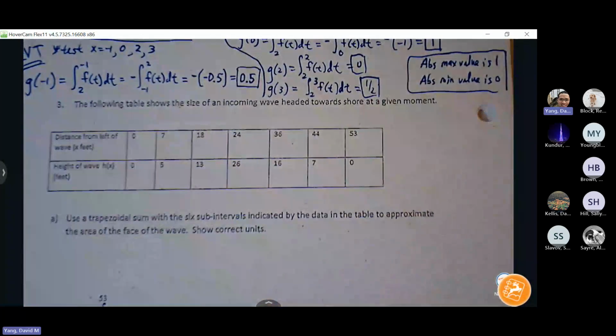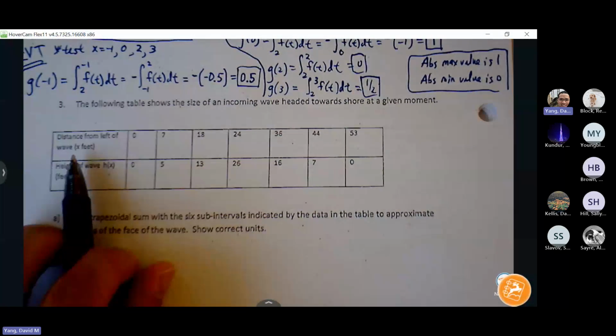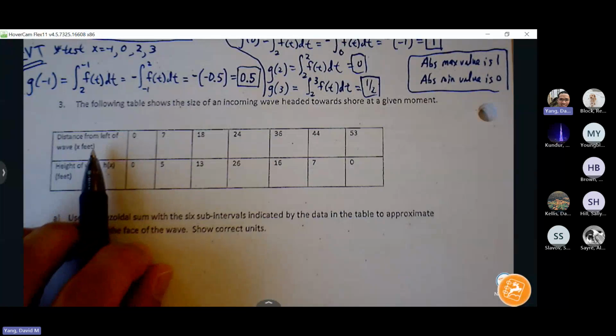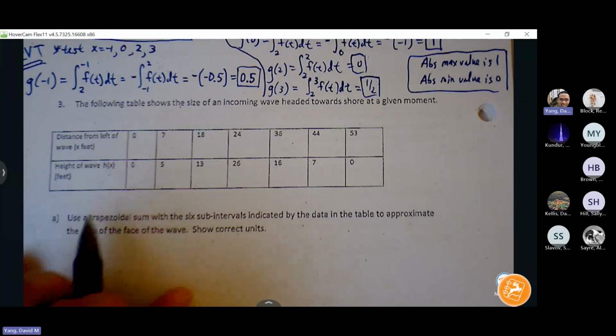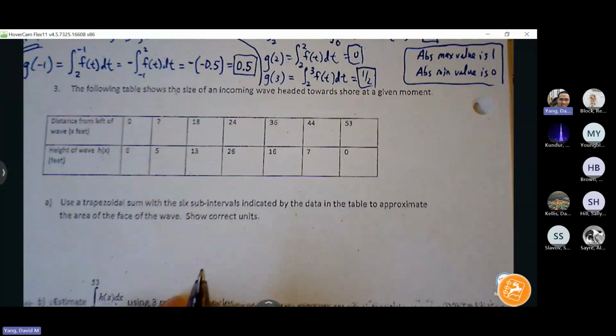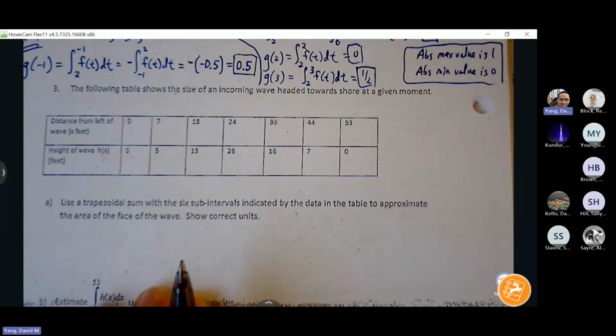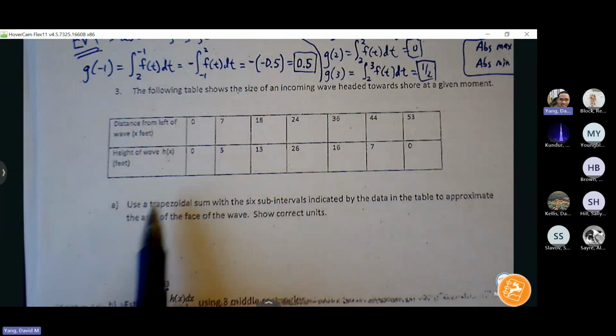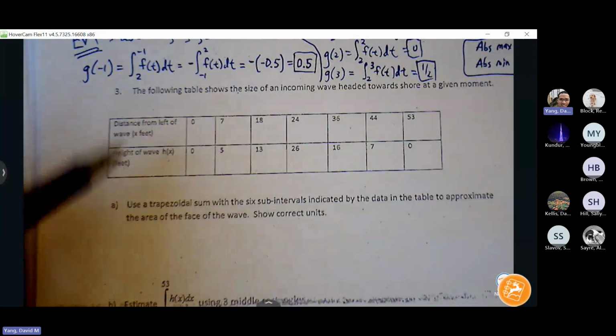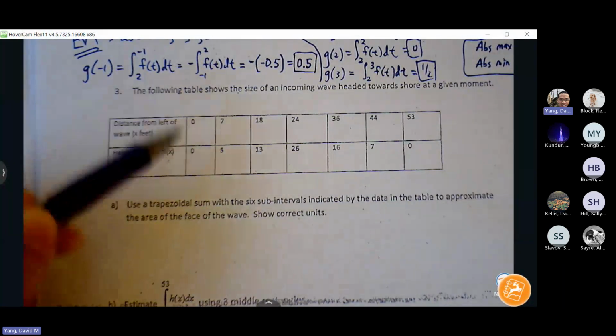The following table shows the size of an incoming wave headed towards shore at a given moment. This is the distance from the left of the wave, and then you have the height of the wave. It says use trapezoidal sum with 6 subintervals to indicate data in the table to approximate the area of the face of the wave. So essentially, we know we're going to take the integral, or approximate the integral of this.